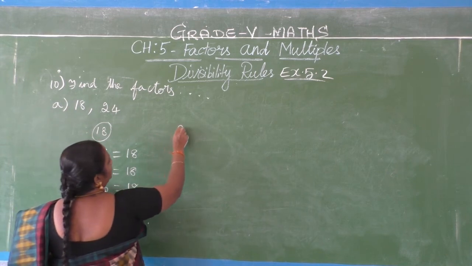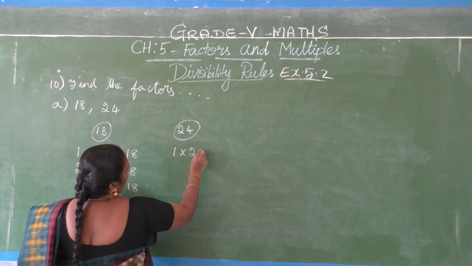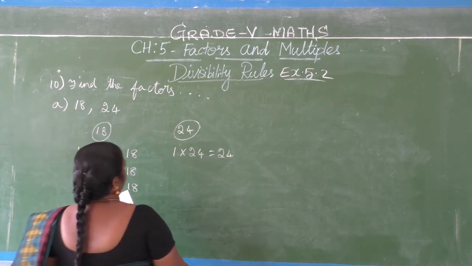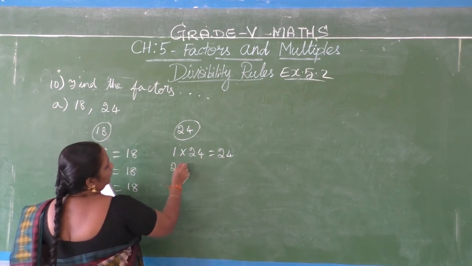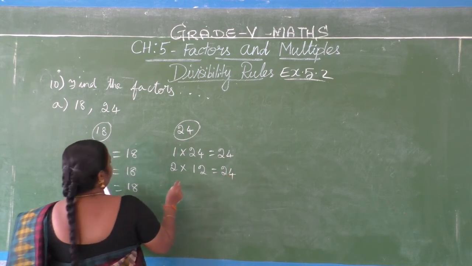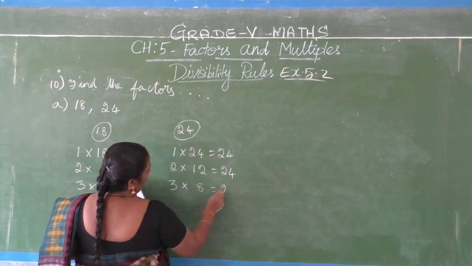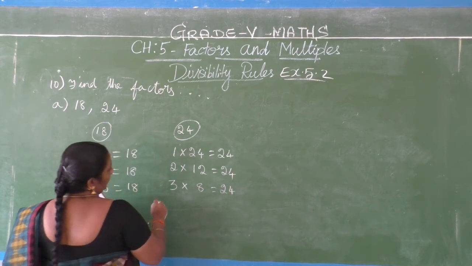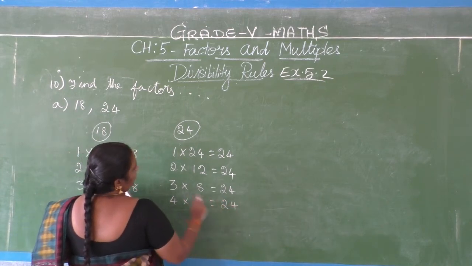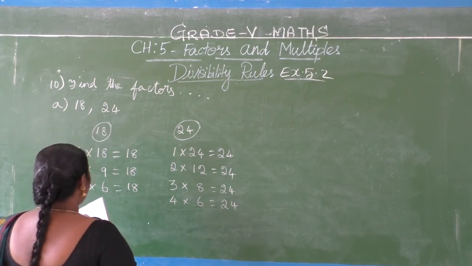Then 24. In 24, what are the factors? 1 times 24 is 24. So 1 and the number itself are always factors. Then in the 2 table, 2 twelves are 24. Then in the 3 table also it will come, 3 eights are 24. Then the 4 table also it will come, 4 sixes are 24. So these are the factors. That's all. Hereafter, no factors for 24.